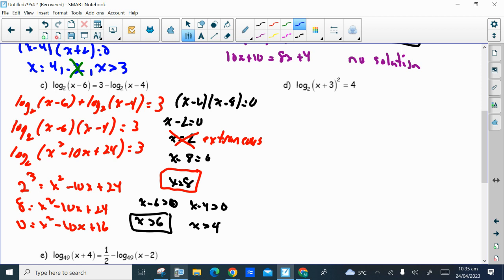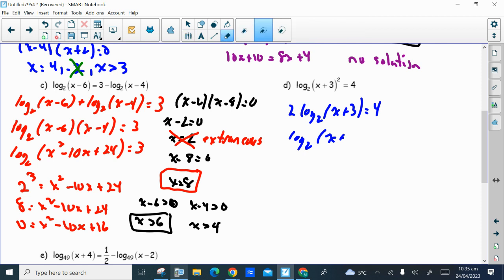Now for question D, you've got both sides expressed as a single log. Probably what I would do first though is I'd simplify. I would use the power law and bring the exponent 2 in front. Then I can divide both sides by 2. So when you divide both sides, you're going to be left with 2 on the right.